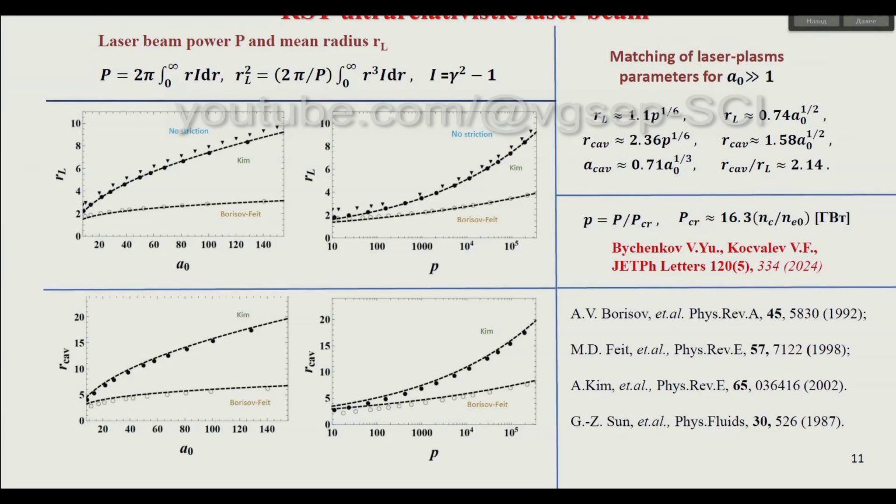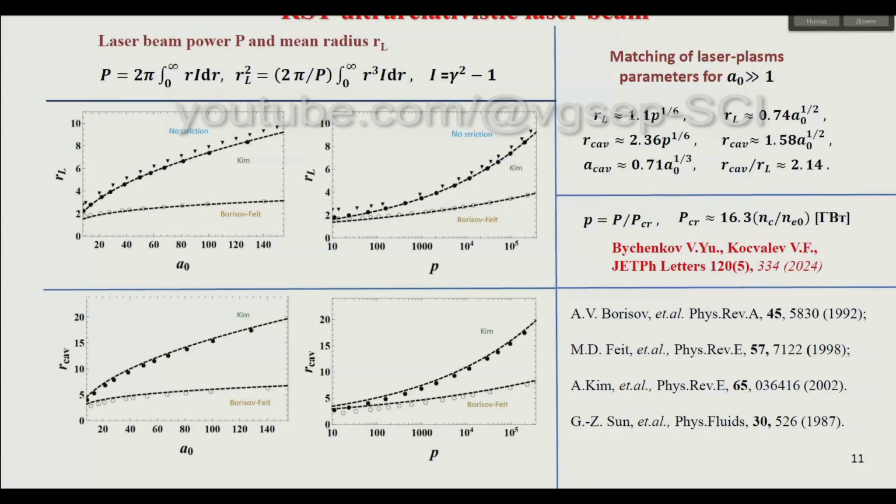You see the difference between the type of the dependence of the beam radius on the amplitude, also on the power. And the triangles show the situation if you simply omit the cavitation effect and use the dependence only on the gamma factor. What is surprising, the difference from the exact solution is very little, not more than 15-20%. It's a very good accuracy. But this is the result found from our calculation.